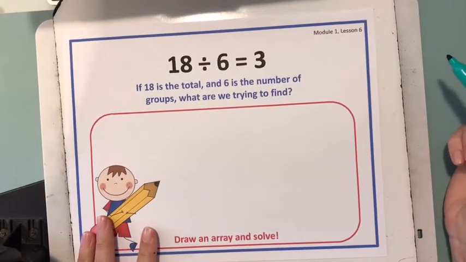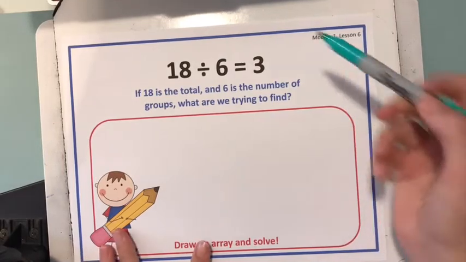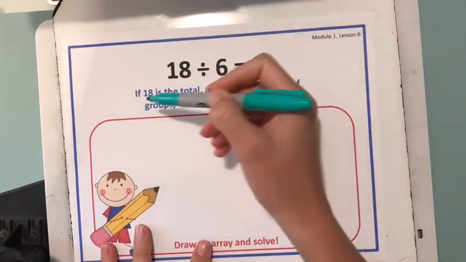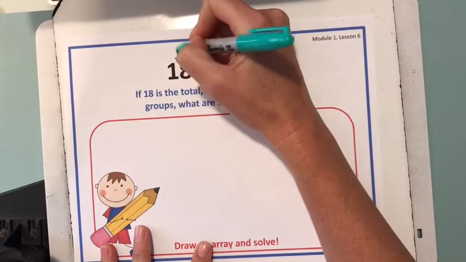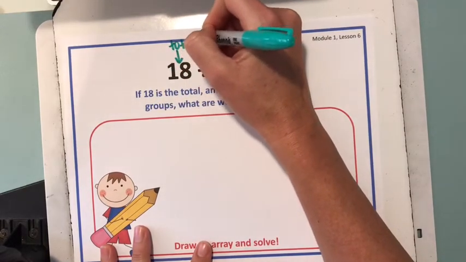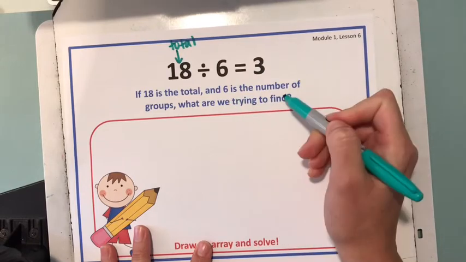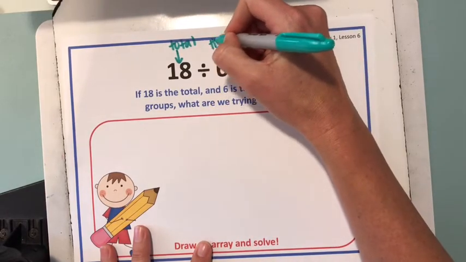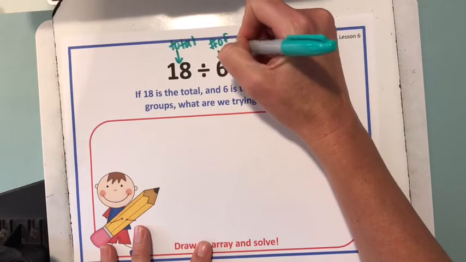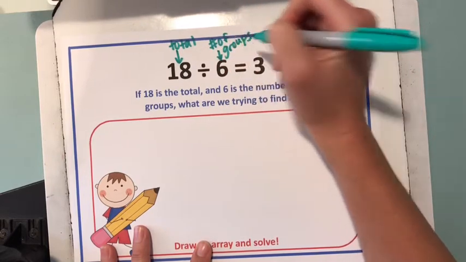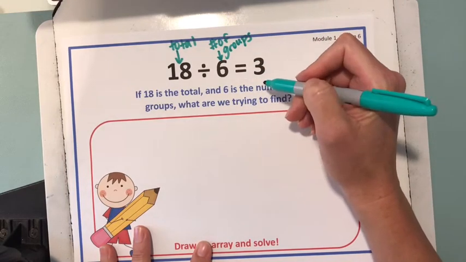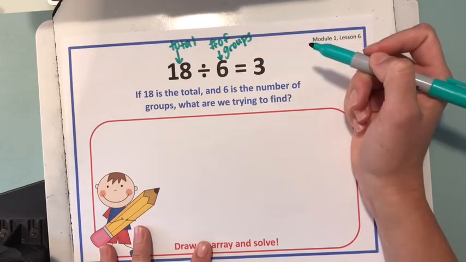Okay, so on this one, here is 18 divided by 6 equals 3. And if 18 is the total, so this is the total, and 6 is the number of groups. Oh, they switched it on us. So now this is the number of groups. What are we trying to find? So what is this? Think about that. What do you think this 3 represents?